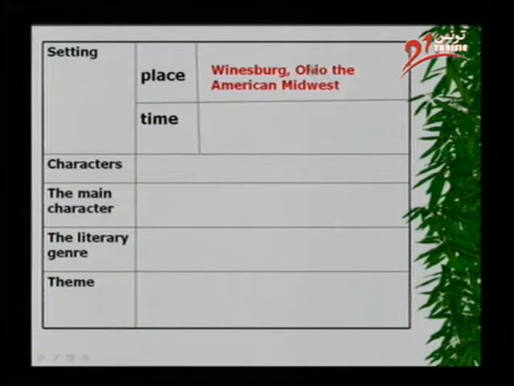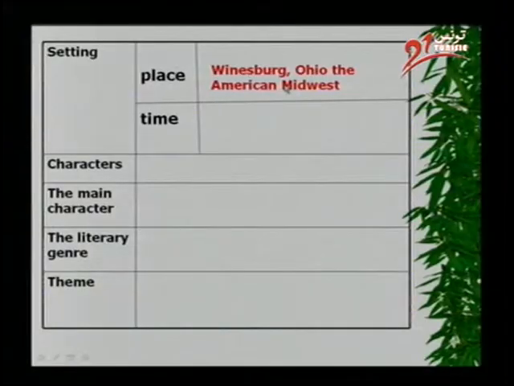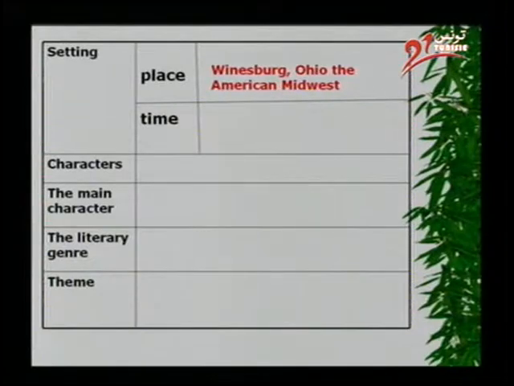Winesburg, comma, Ohio. Ohio is the state, and here we say Winesburg. It is a region, a town, a small village or a town which belongs to the state of Ohio, the American Midwest. As we take another example, for example, we say Sfax, Tunisia. We say Nablus, Tunisia. We say Hammamet, comma, Nablus. So we take here the smaller and then the larger part of it.